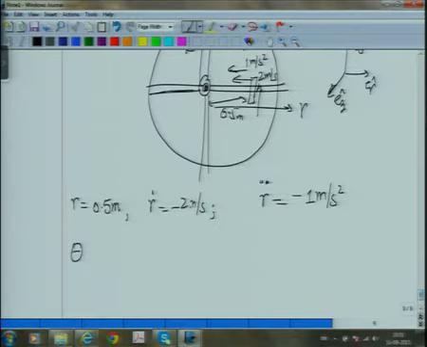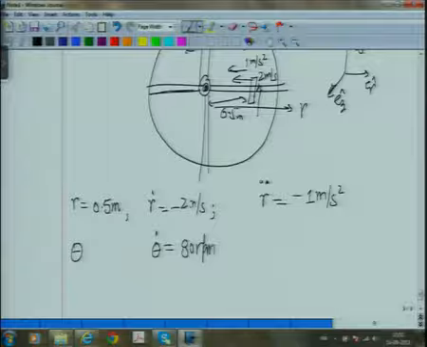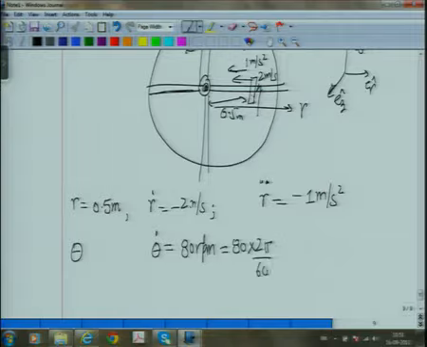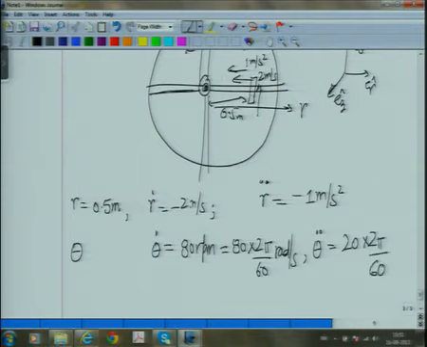Now the actual value of theta we don't need. What is theta dot? Theta dot is this omega. So this is given as 80 rpm. So this will be, let us just see how to convert this, 80 into 2 pi by 60 radians per second. So this is theta dot. Is that clear? Theta double dot is 20 rpm per second. So 20 into 2 pi by 60 radians per second square. This is the rate at which theta dot is changing.